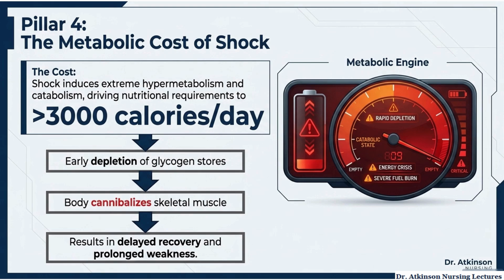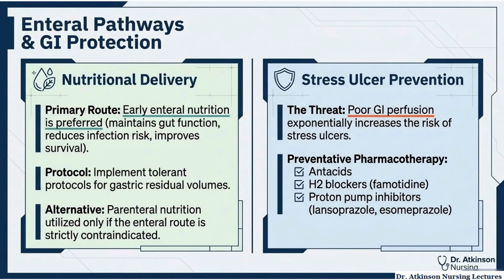This is why nutrition is not a comfort measure or a nice-to-have in the ICU. It is an active intervention against the metabolic cost of shock. 2 clinical priorities on this slide, and both are bedside nursing actions. On the nutrition side, early enteral nutrition is preferred. Get the gut working. Enteral feeding maintains gut mucosal integrity, reduces bacterial translocation, lowers infection risk, and improves survival. Use tolerant protocols for gastric residual volumes. The old dogma of holding feeds for any residual has been replaced by more permissive protocols that keep feeds running. Parenteral nutrition is only the fallback when the enteral route is truly contraindicated.